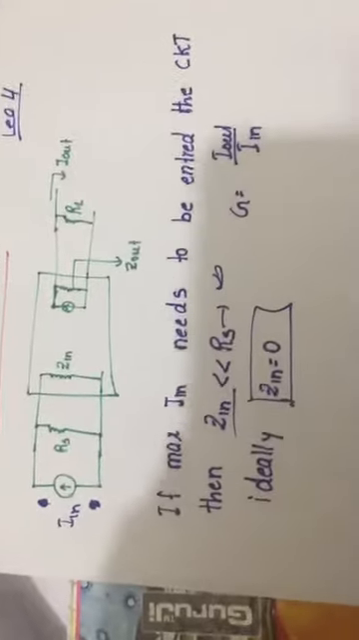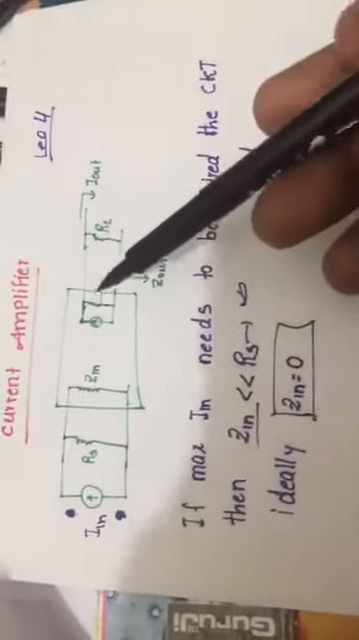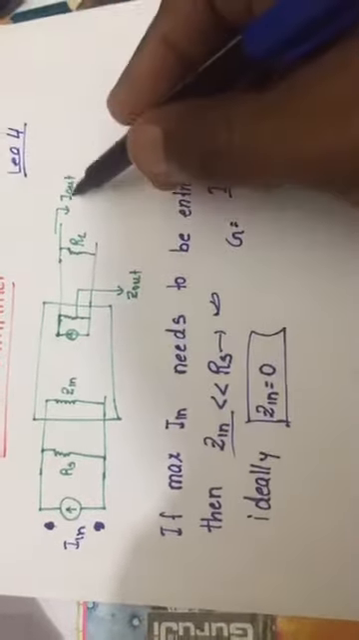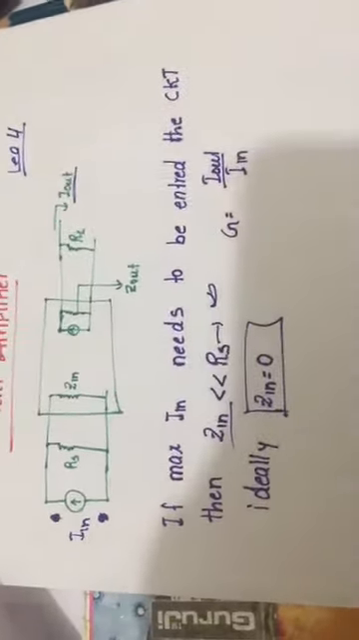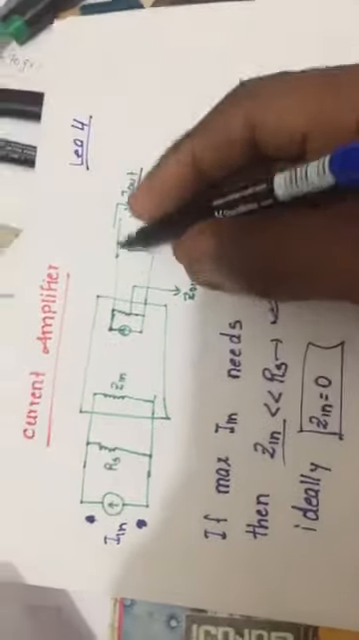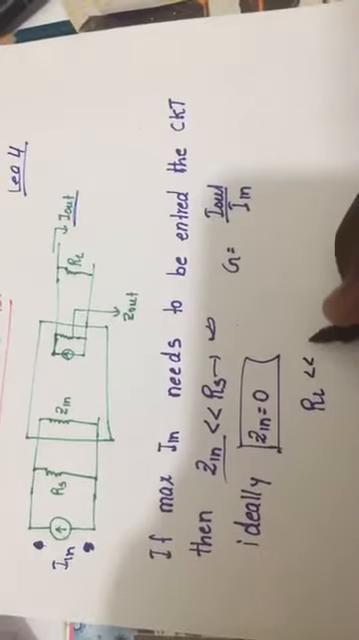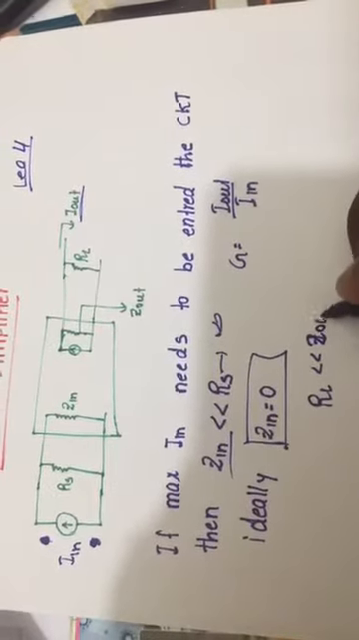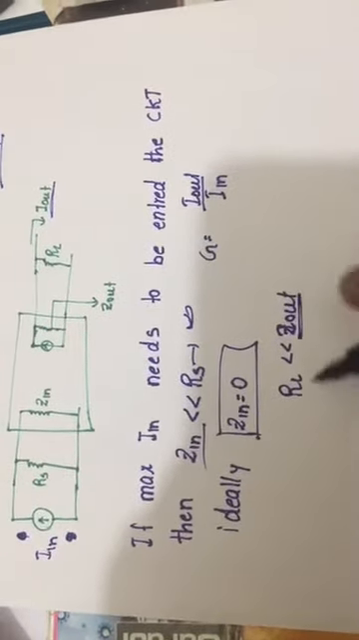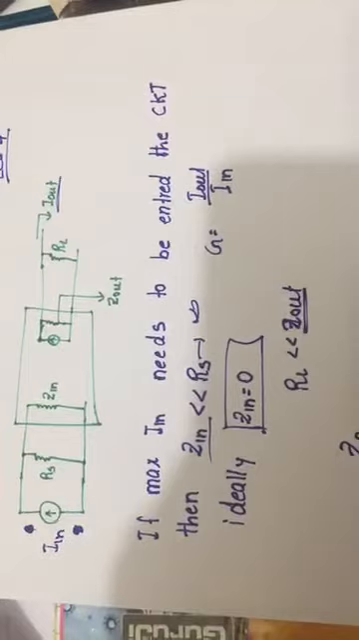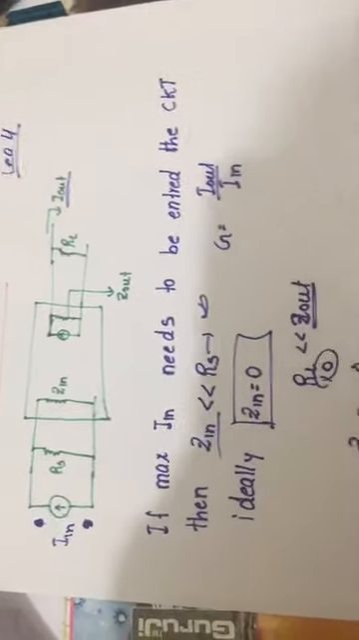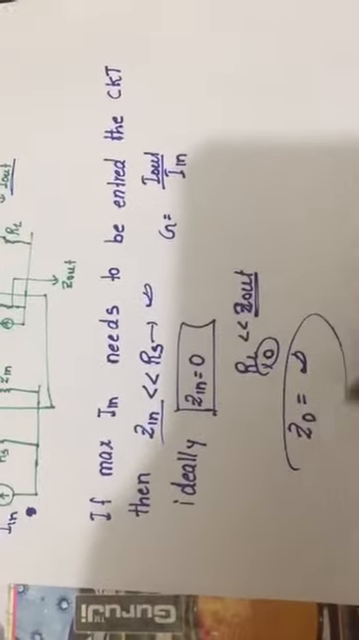What about if we need to get the maximum I output? If we need maximum I output, what should we do? In that case, our RL should be less than Z output. Since Z output is greater, Z output should be infinite, and RS should be 0. So our Z output is infinite.